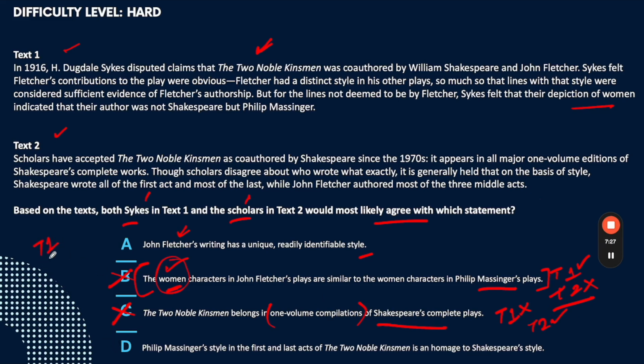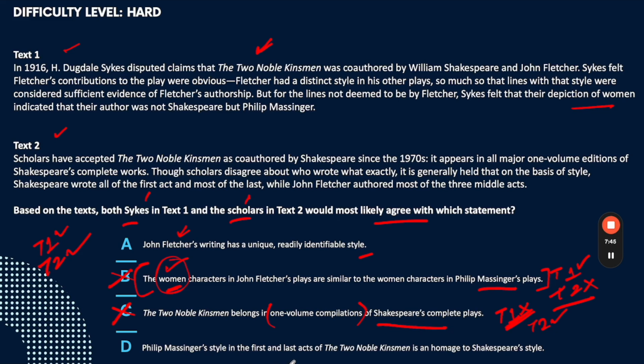What are we looking for? We are looking for this kind of an option, right? So here, because text 1 is not talking about the one-volume compilations of Shakespeare, I'm going to eliminate it straight away. I don't want to get into the meaning and the depth of this particular option. So C is out. D.